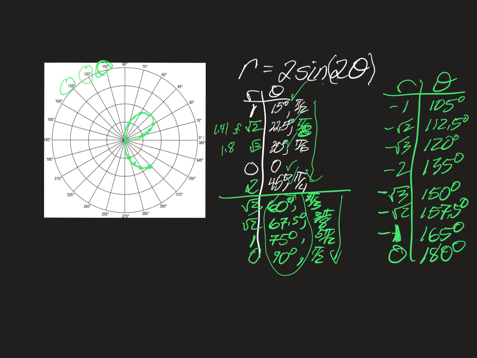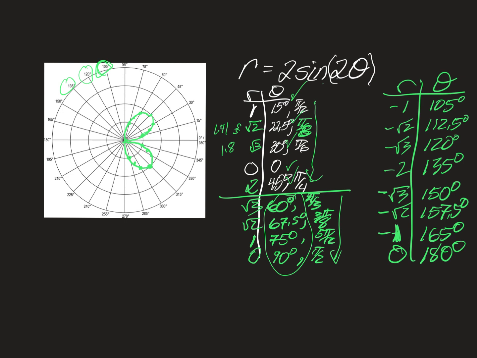So I'm doing this all by hand. So now I go to the 150, but I only go out to the square root to 1.8. Then I go to the 157.5, and I go to the 1.4. Then I go to the 165, and I only go out to negative 1. And then I go to the 180, and I'm at 0 again. And you can see that our graph has done this so far.